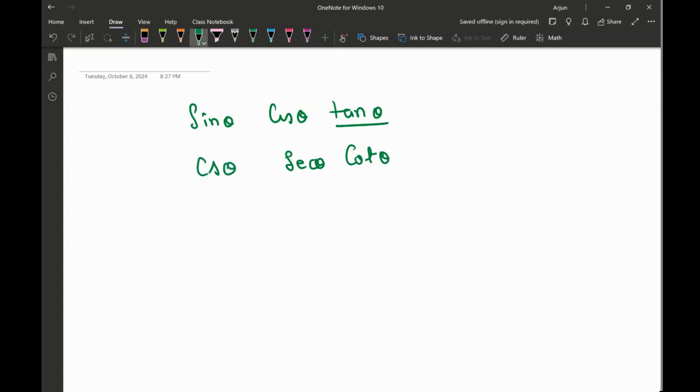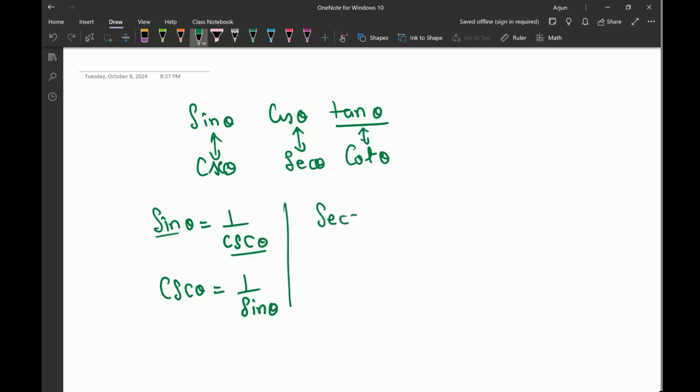So there is a relation between sine theta and cosecant theta, and there is a relation between cos theta and secant theta. There is a relation between tangent theta and cot theta. What's that relation? Sine theta is equal to 1 upon cosecant theta. You can swap the position of sine and cosecant, so you can write cosecant theta is equal to 1 upon sine theta. And the second one is secant theta equal to 1 upon cos theta, or you can also write cos theta equal to 1 upon secant theta.